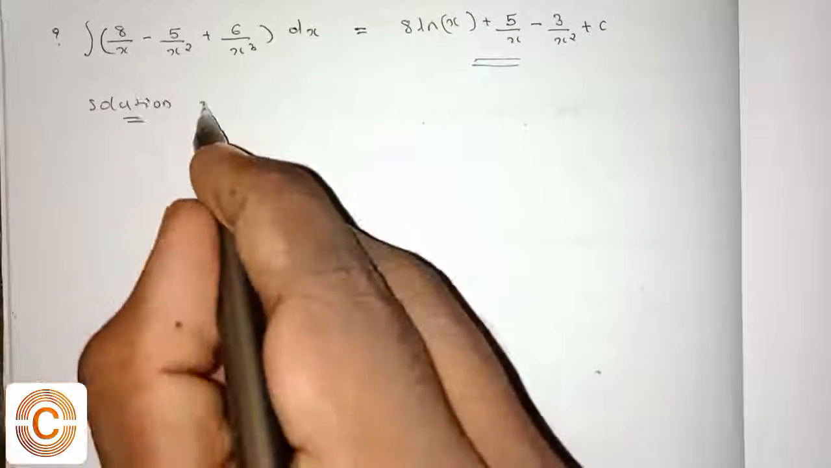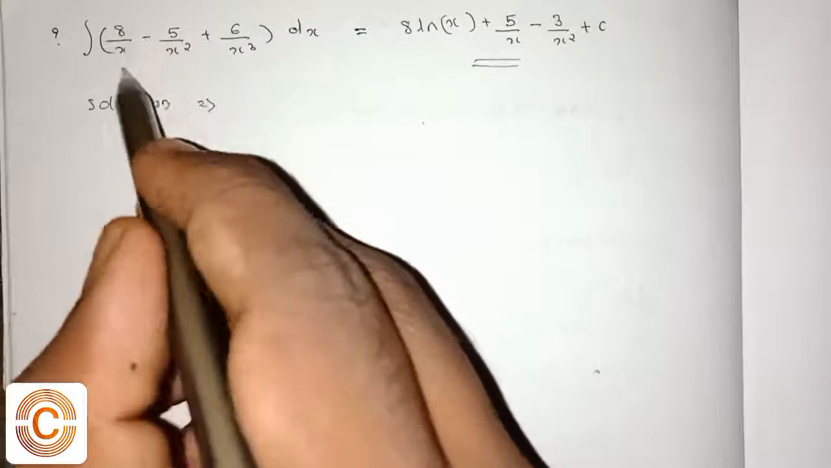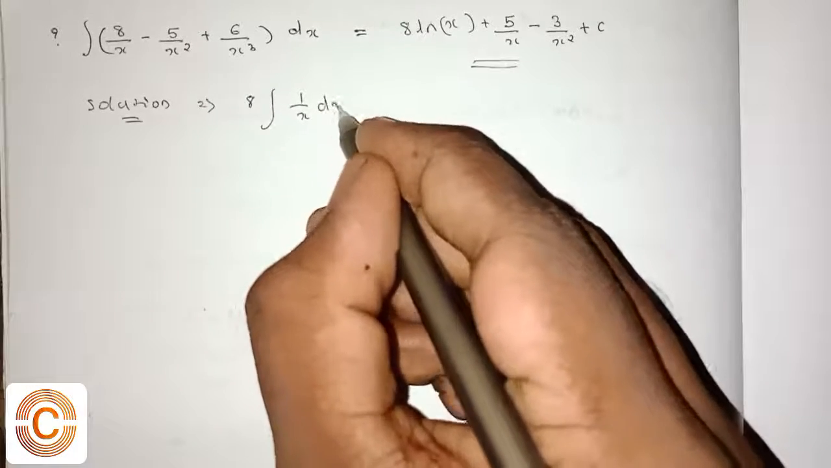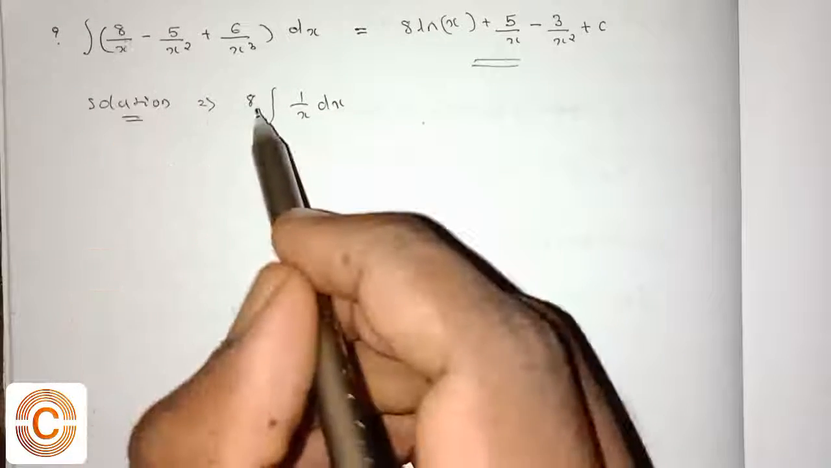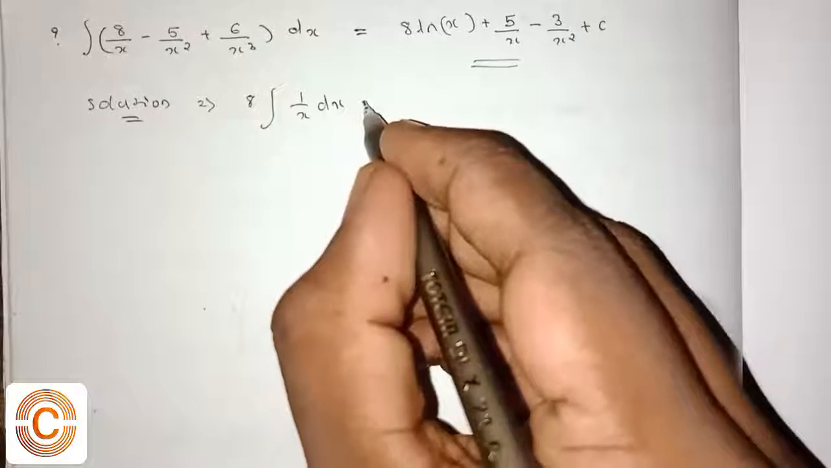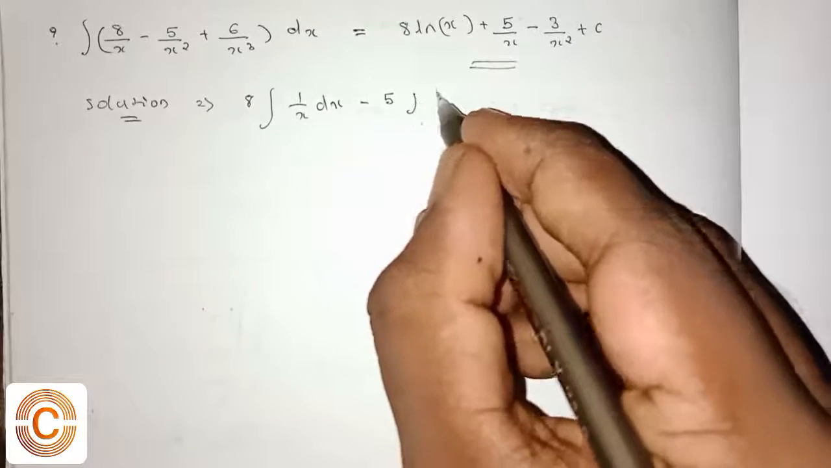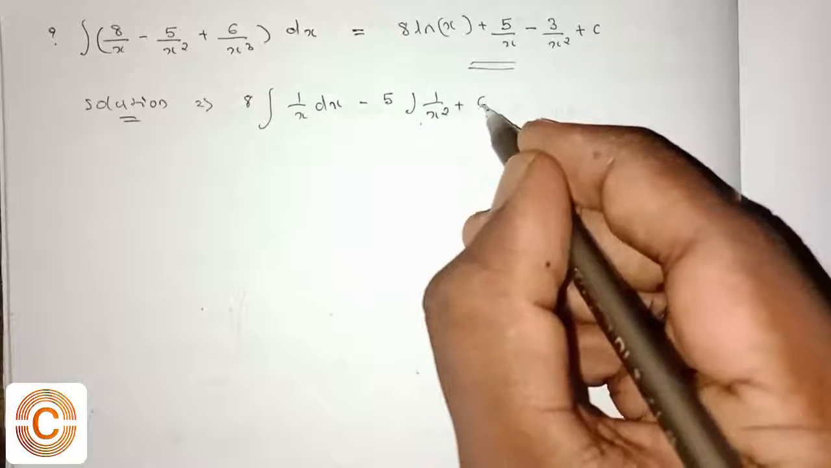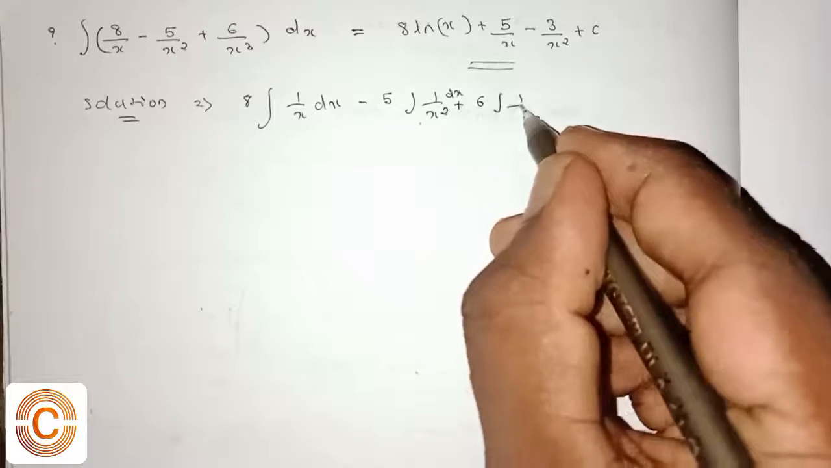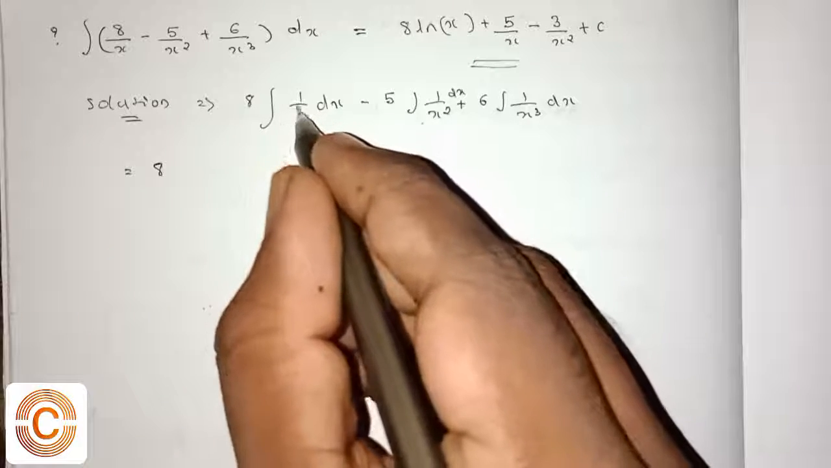Note here that 8, 5, 6 are constants. Opening this bracket, we put it as 8 into integral of 1 divided by x dx in the first term, that is, taking the 8 as a constant outward and applying the integral dx to the 1 by x term. Likewise in the next term, minus 5 into integral of 1 divided by x square dx, plus 6 into integral of 1 divided by x cube dx. In the next step it becomes 8 into integral of 1 by x.